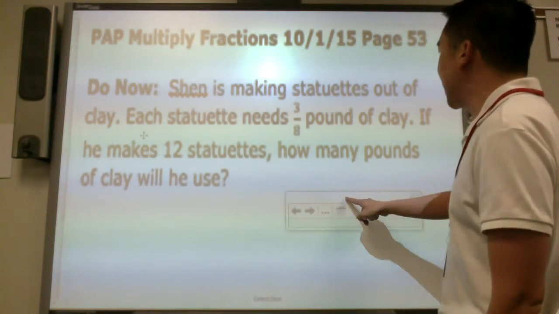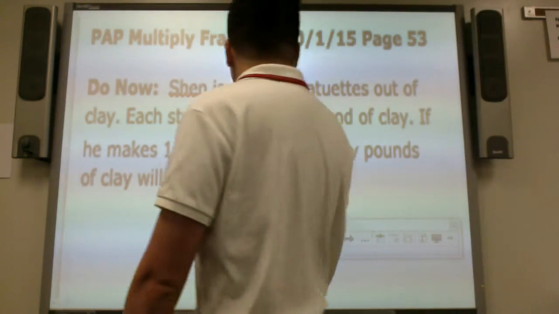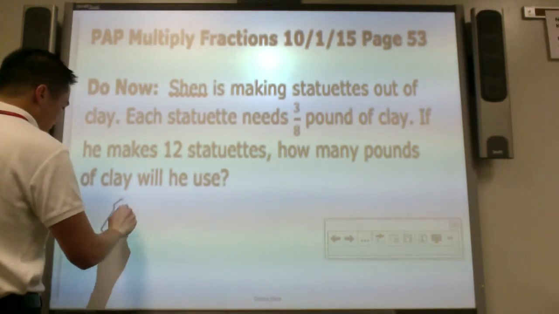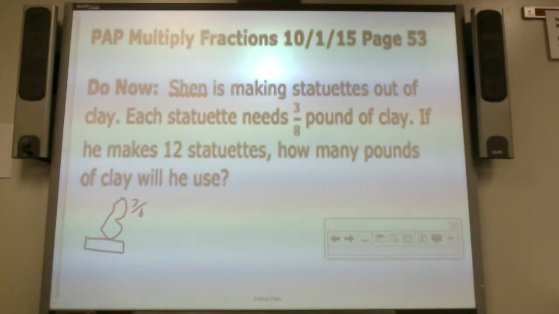Shen is making statuettes out of clay. Each statuette needs 3/8. Let's draw a little statuette. Each statuette needs 3/8 pound of clay. If he makes 12 statuettes, how many pounds of clay will he use?